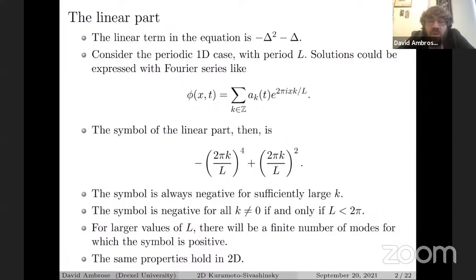In 2D, on small periodic domains, there are no linearly growing Fourier modes, everything decays. For larger periodic domains in 2D, you can have finitely many linearly growing modes, but you always have all but finitely many Fourier modes linearly decaying.